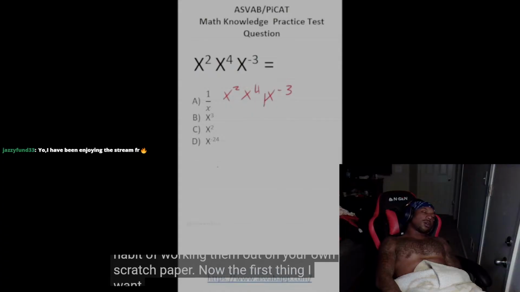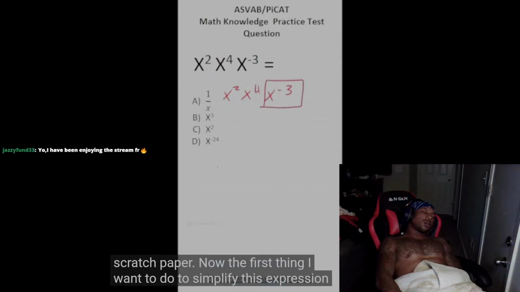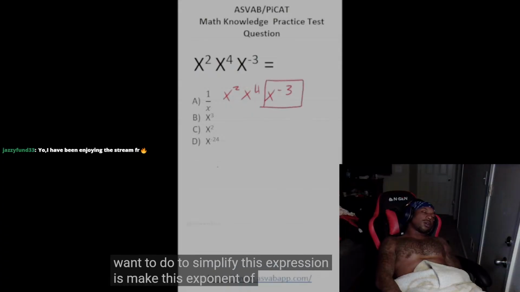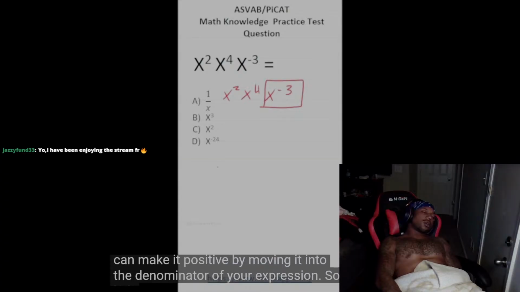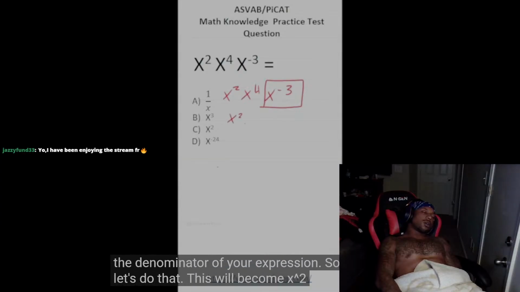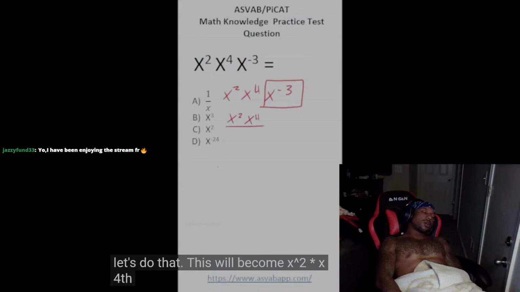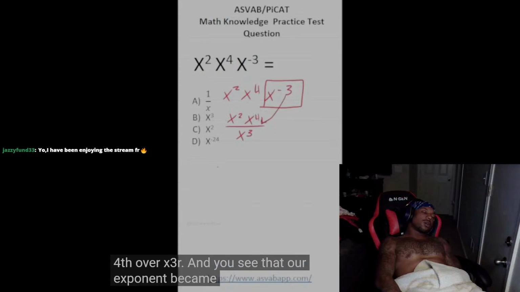Now, the first thing I want to do to simplify this expression is make this exponent of -3 positive. When you have a negative exponent, you can make it positive by moving it into the denominator of your expression. So let's do that. This will become x squared times x to the fourth over x to the third. And you see that our exponent became positive.